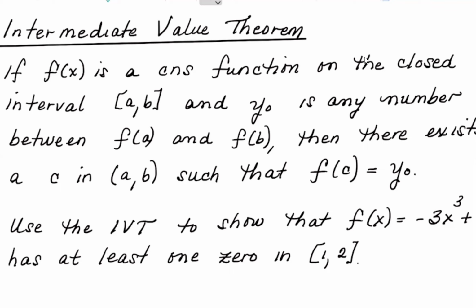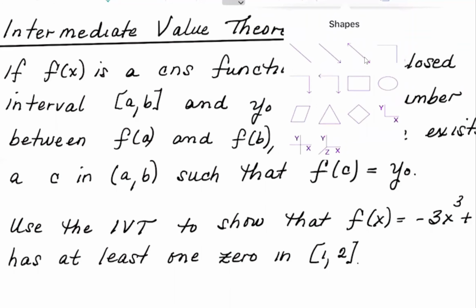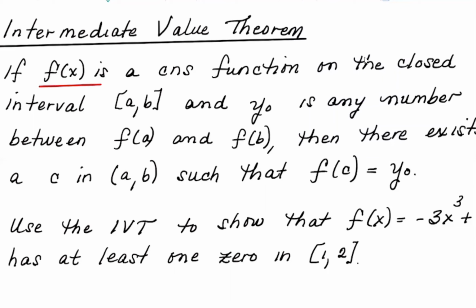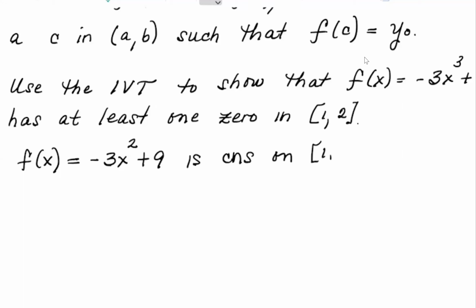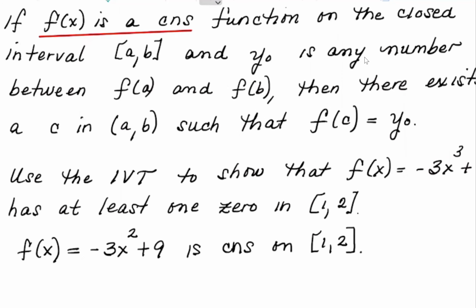So we need to check all the conditions of the intermediate value theorem. So the first we must determine, is this function f of x continuous? So we have our function f of x is equal to negative 3x squared plus 9. And this is continuous on the interval 1, 2. In fact, it's continuous everywhere because polynomials are continuous everywhere. So we know that our function is continuous.